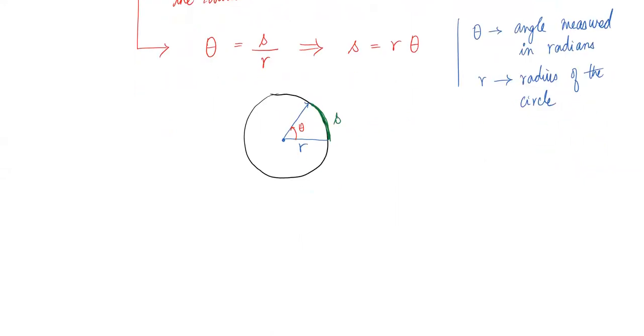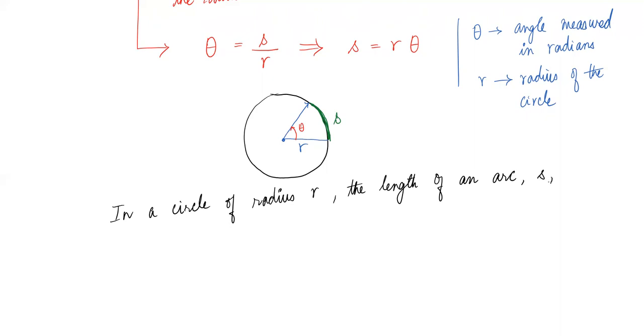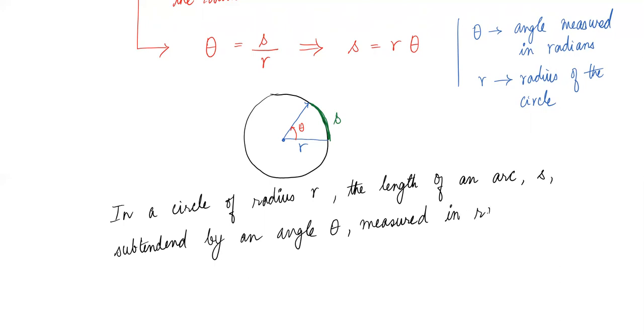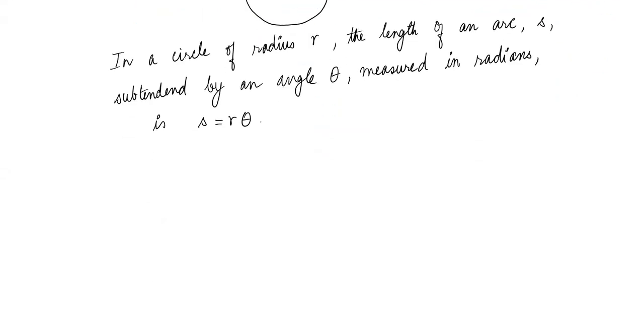So let me put the formal definition then. In a circle of radius R, the length of an arc S subtended by an angle, in this case the angle is theta, measured in radians, is S equals R theta. That's important. If it's measured in degrees, please convert it to radians. All right, now let's do some problems.